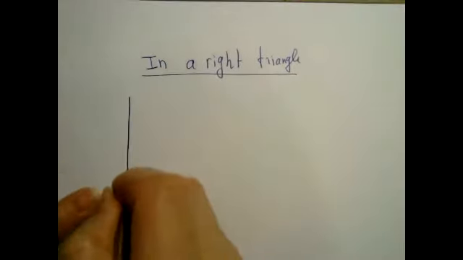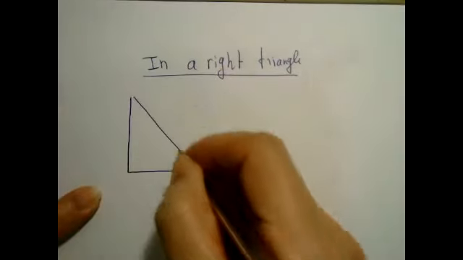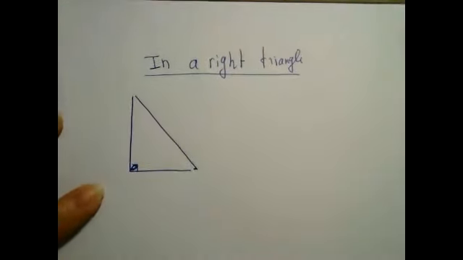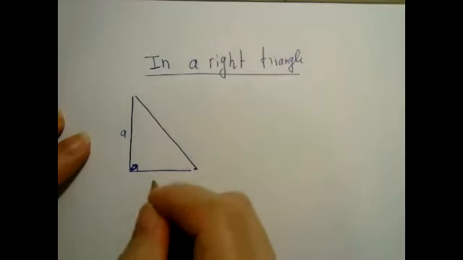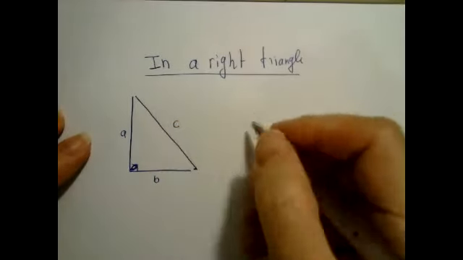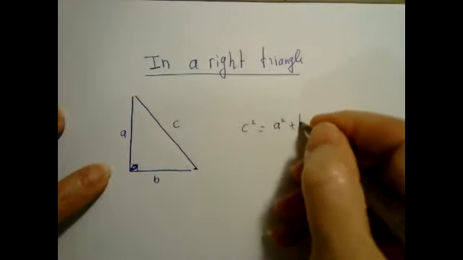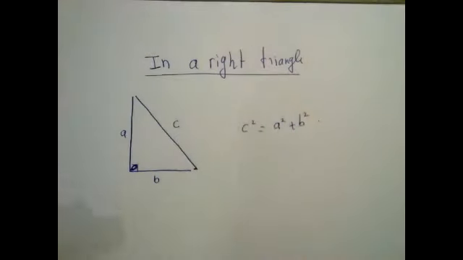What we have is the following. If you have a right triangle, it means a triangle with a 90-degree angle, then we had this relationship between the sides, which was the Pythagorean theorem: c squared is a squared plus b squared. And this holds only in a right triangle.